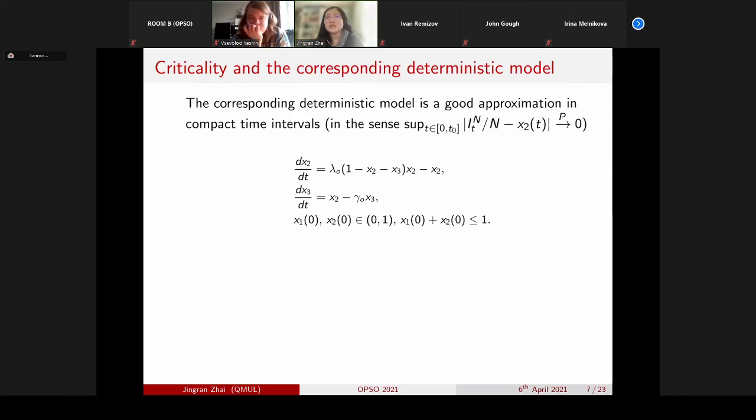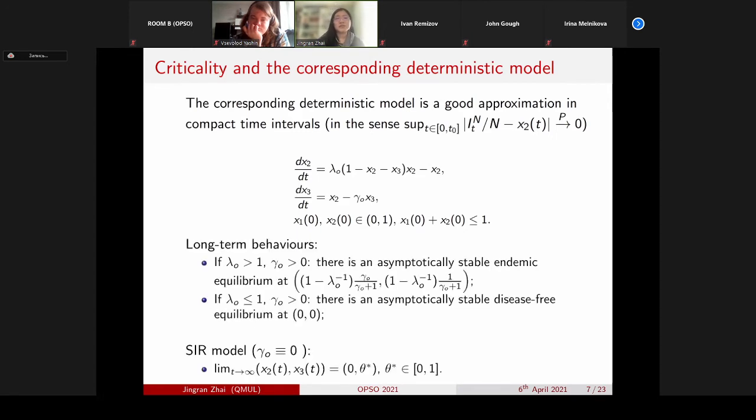One way to get an intuition of how the SIRS model behaves is by looking at its corresponding deterministic model. The deterministic model is an ODE system, because it is a good approximation for the stochastic version on compact time intervals. The long-term behavior of this ODE system shows that we expect to see the criticality at lambda_0 equals 1 and gamma_0 equals 0.